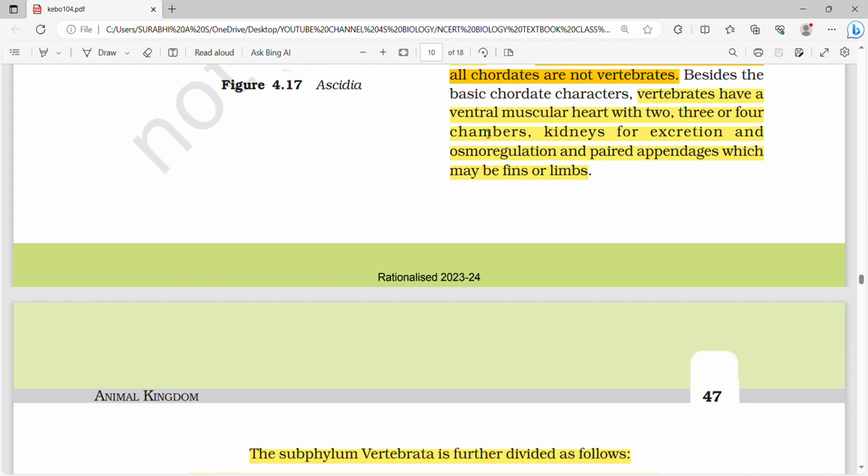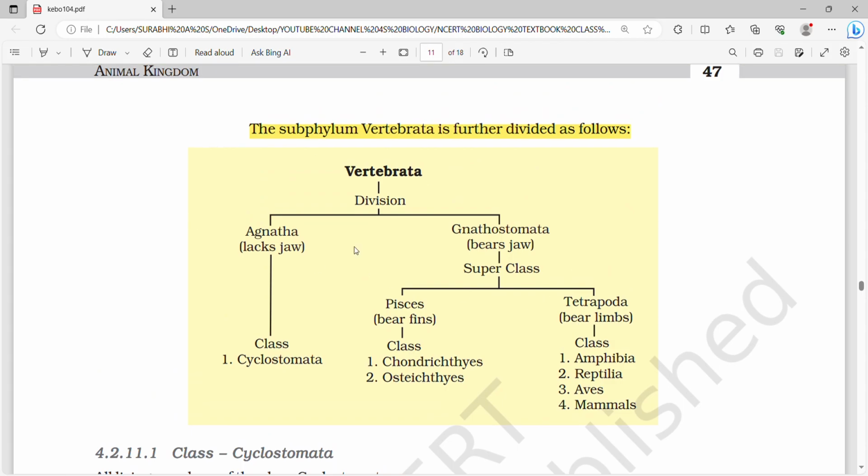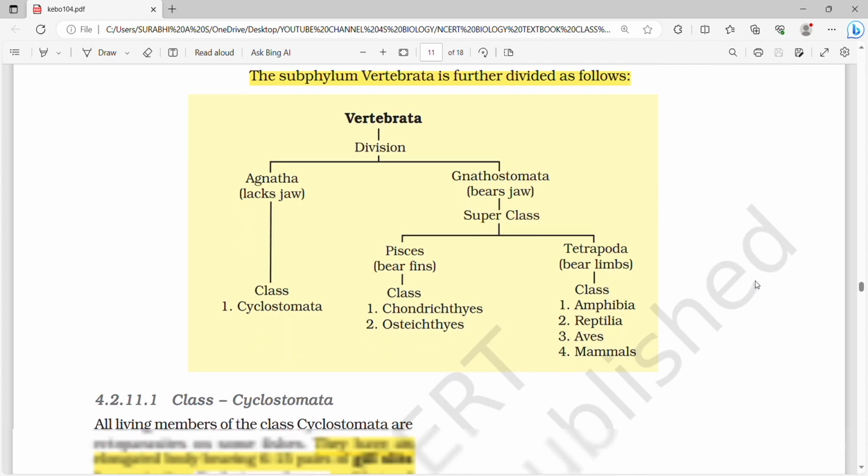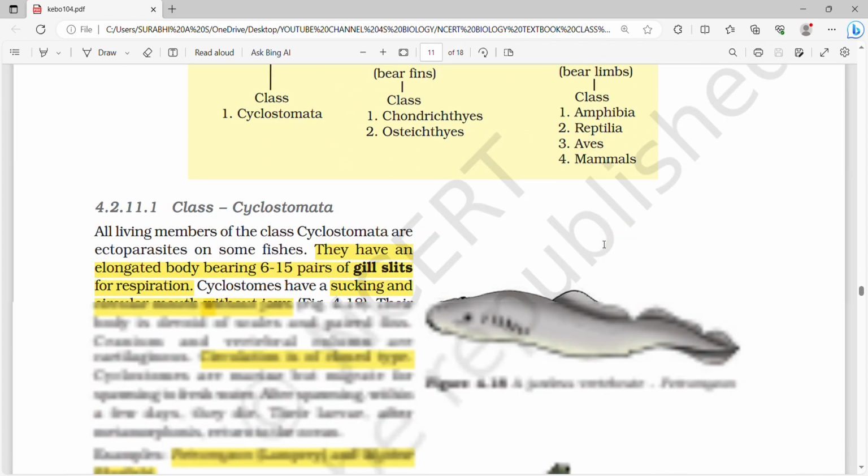Vertebrates have a ventral muscular heart with 2, 3 or 4 chambers, kidneys for excretion and osmoregulation, and paired appendages which may be fins or limbs. And this table is important and it has been already repeated in the previous year. So they'll give some blank space and you have to fill this. So please make sure that you go through this table.